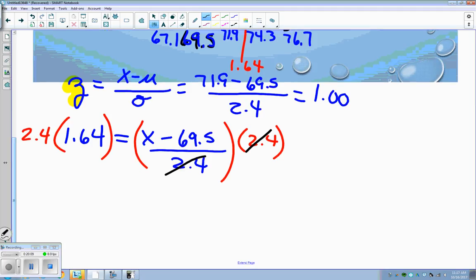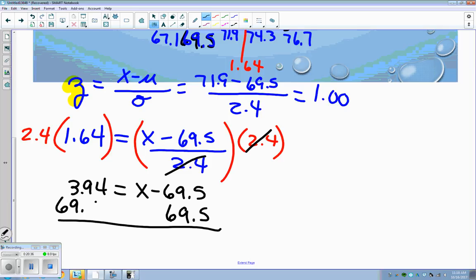Somebody's going to tell me what the answer is to 2.4 times 1.64. 3.94 is equal to, since those canceled, it's just equal to x minus 69.5. So then I'm just going to use my algebra skills and add 69.5 to both sides. You remember this? Good. It's funny you remember it. No, it's only because I haven't used it in a while. I know. We never let you forget anything in math, though, right? Okay, so I'm going to end up with 73.44.